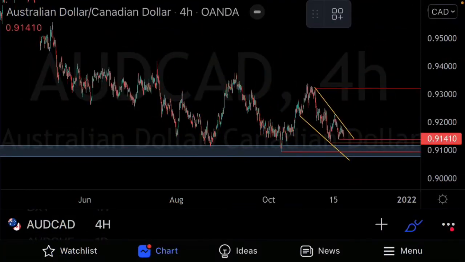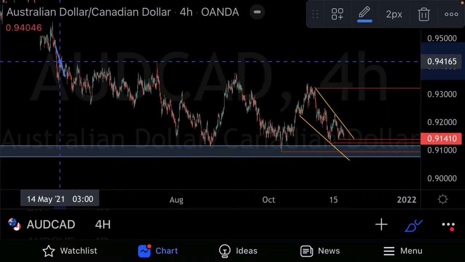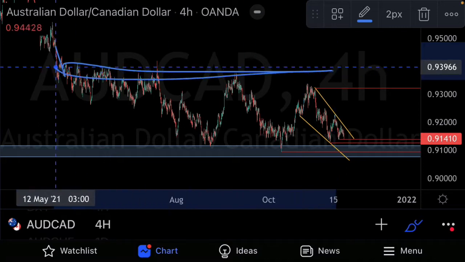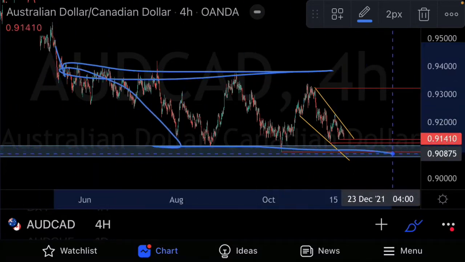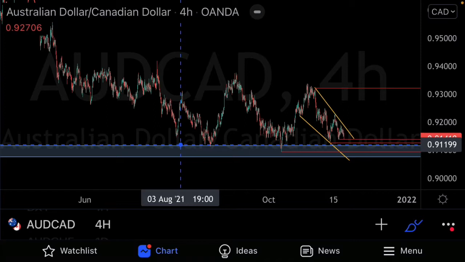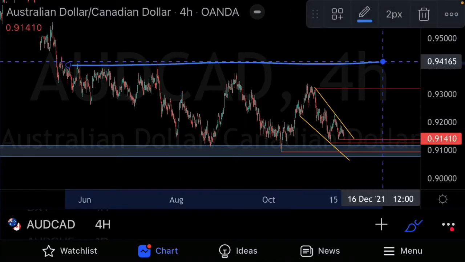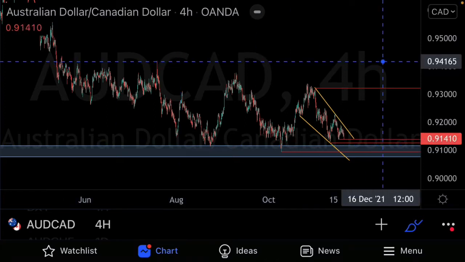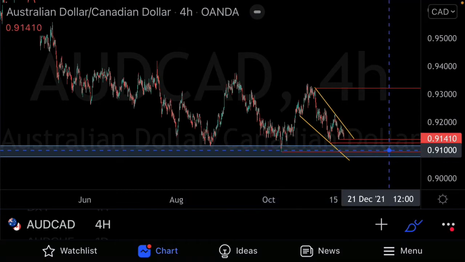Getting into Aussie CAD, guys, we're on the 4-hour, and what we can notice about this price action is still this similar range. Price action came in from the top and gave us some resistance in this area, came to the bottom and gave us some support. What we have in conclusion is this nice beautiful ranging structure with our resistance being up top and our support being down low.